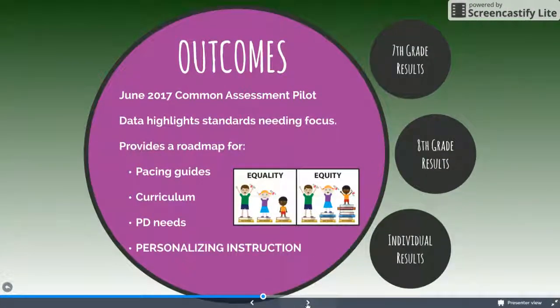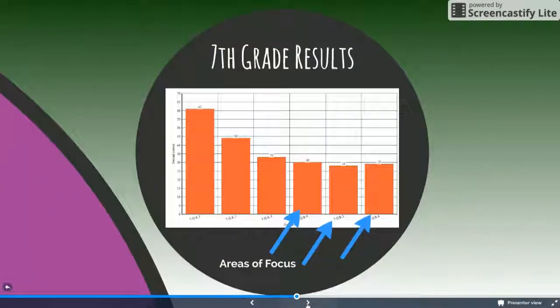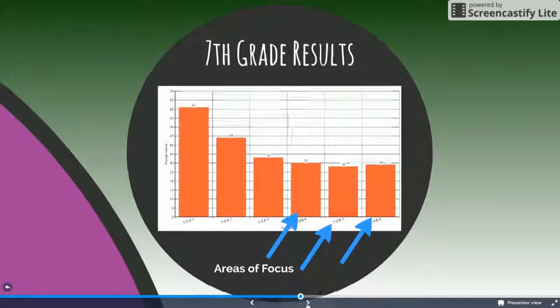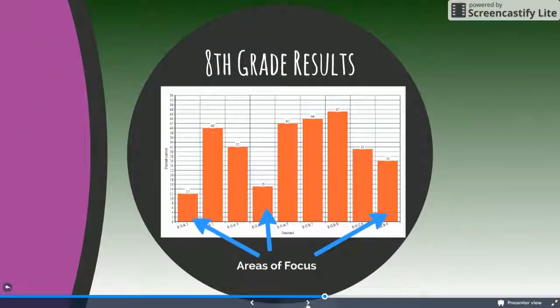When we piloted the Common Assessment in June 2017, we were able to gather some data to highlight standards needing focus, to provide us with the roadmap we need moving forward. Here's a glimpse at our 7th grade results. You can see that there are multiple areas that need focus. However, we can prioritize based on the percentage correct for each individual question aligned to each individual standard. The same is true for our 8th grade results.